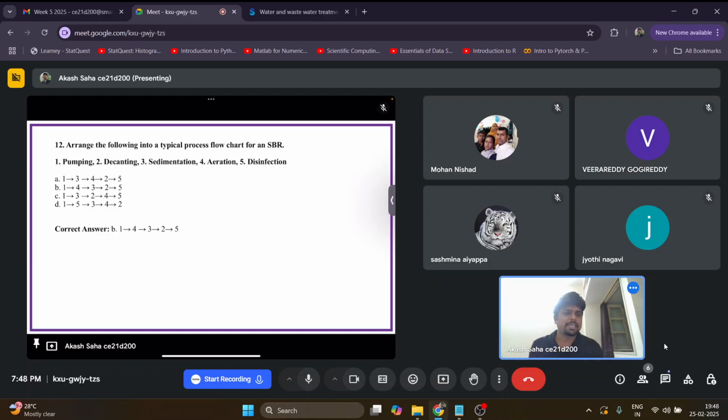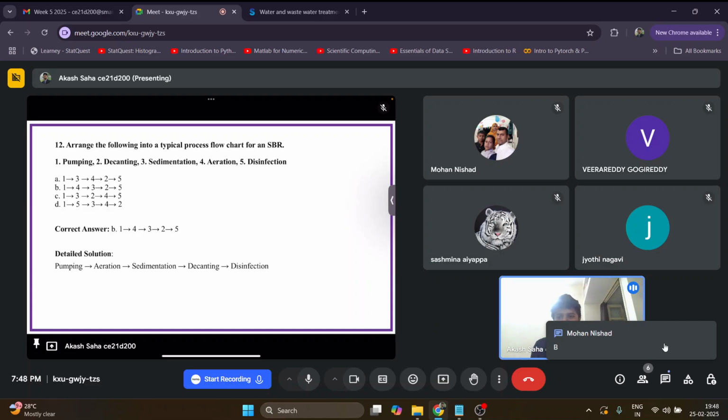It's a pretty direct question, so I don't think any other opinion will be there. Option B is the correct answer, because first it will do the pumping of the wastewater into the system. Then the aeration will happen. In this aeration, the organic matter is getting degraded and the formation of biomass is also happening. Then it will start settling, the sedimentation will start. And once enough sedimentation is done, the clear effluent will be decanted and then taken for disinfection.